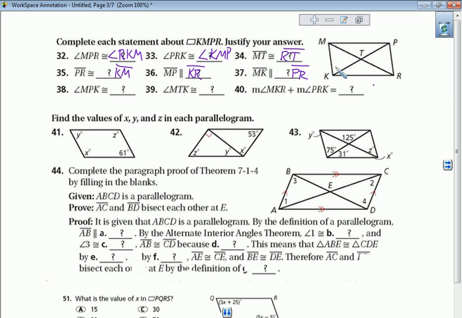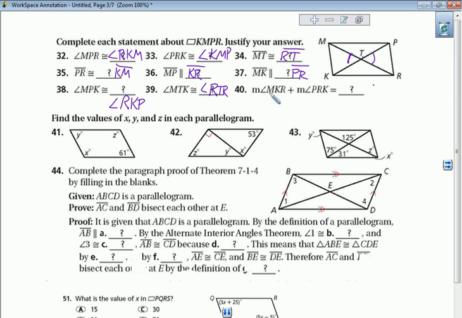MPK is congruent to, well, these are alternate interior, so it's going to be angle, I bet you can beat me to it, RKP. RKP. This has to be congruent to this. Okay, MTK, this one, must be congruent to what? This one. Angle RTP. This one's vertical angles, so that's not one we've talked about.